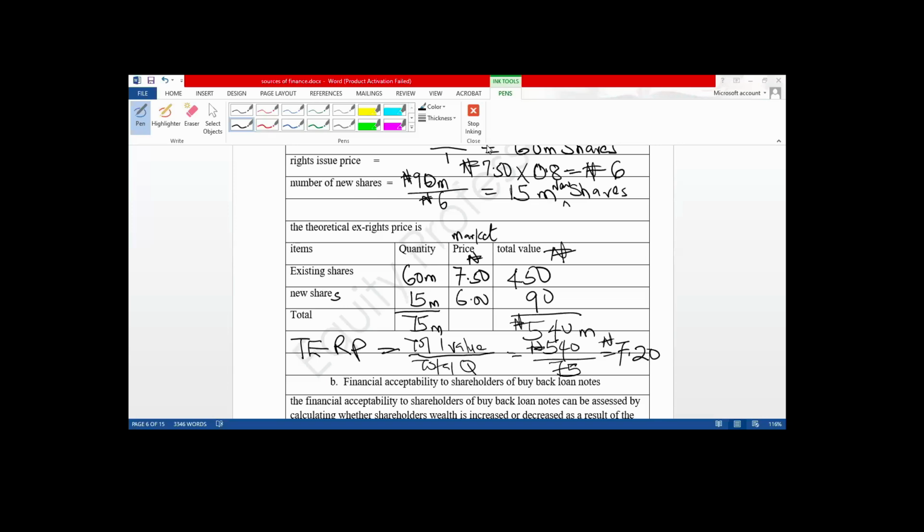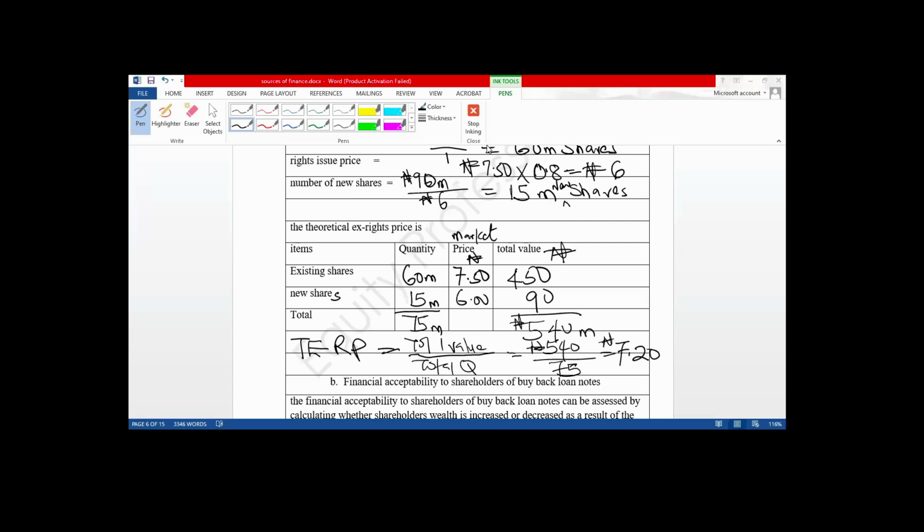Now, the total number of shares they are having is 75 million shares. What will still be the completion of the rights issue? The number of shares is now 75 million. What will still be their nominal value per share if they want to put this in their balance sheet? The nominal value will not change. 1 naira per share.